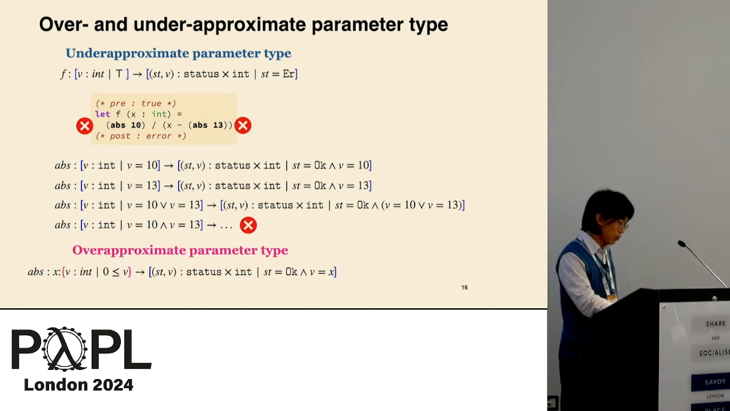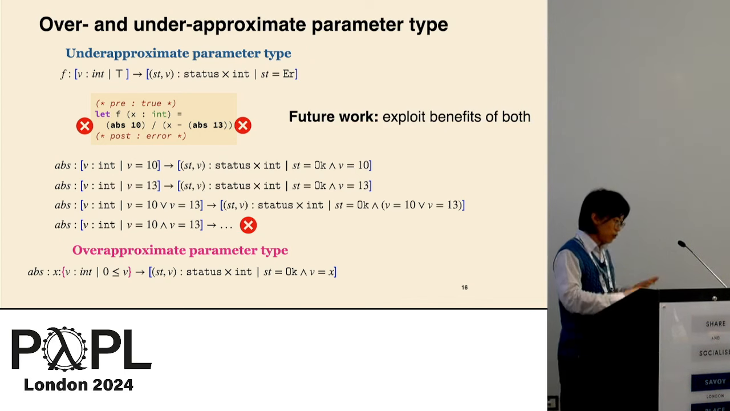So actually, we don't want the under-approximation type here. We want the over-approximation type. It very precisely describes what happens: if you feed me a 10, I return you 10. If you feed me a 13, I return 13. So in that sense, we need both the under-approximation type and the over-approximation type. So our future work is to try to get the benefit of both of them.